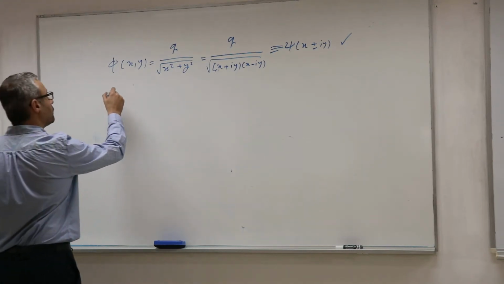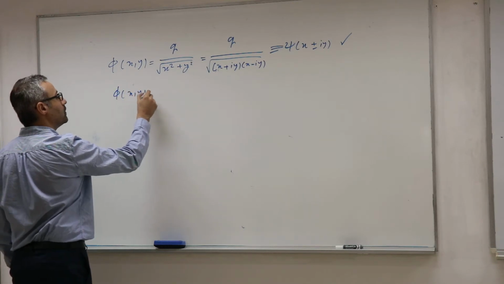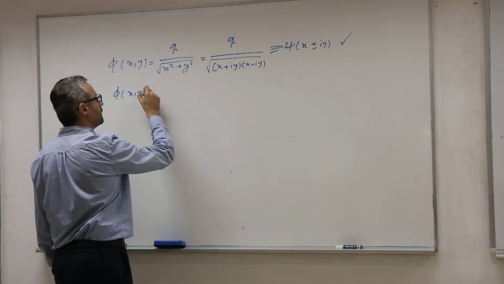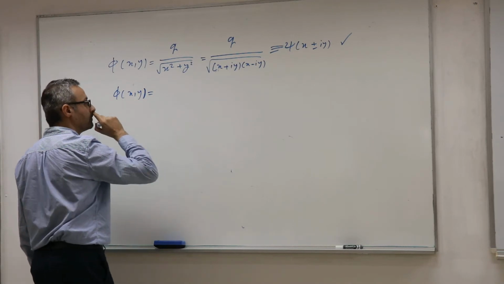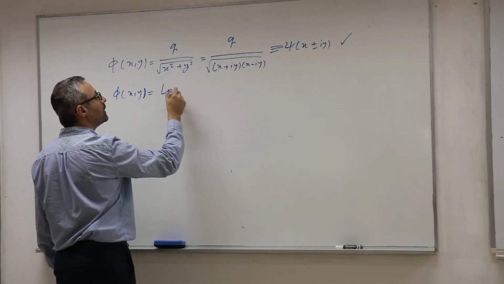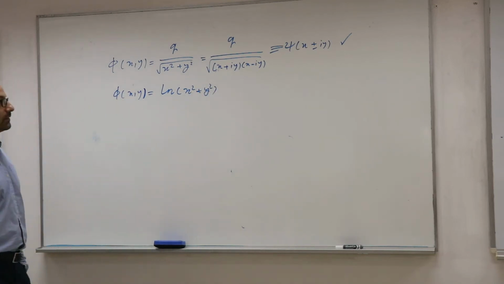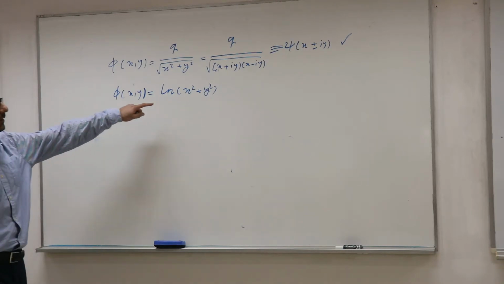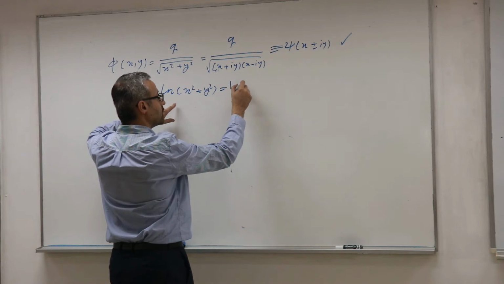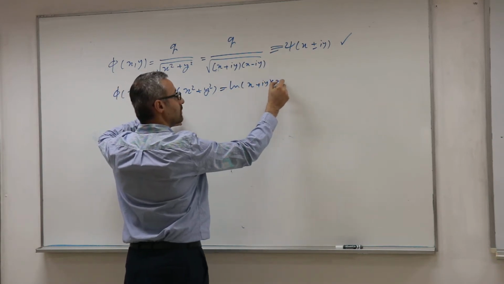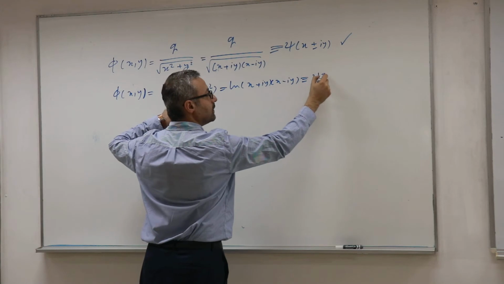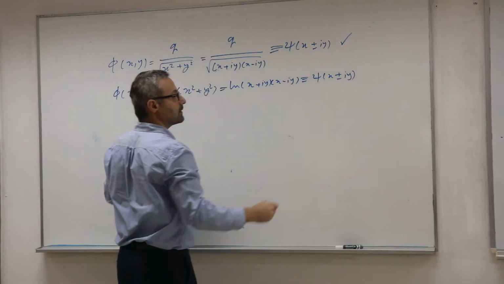And for other things, for example, this function is also a solution of the Laplace equation: logarithm of x squared plus y squared. This is also a solution. Again, if you split x squared plus y squared, it becomes x plus iy multiplied by x minus iy. So this is also a solution of the Laplace equation in 2 dimensions. Yes? Still, you have any function of x plus or minus iy.